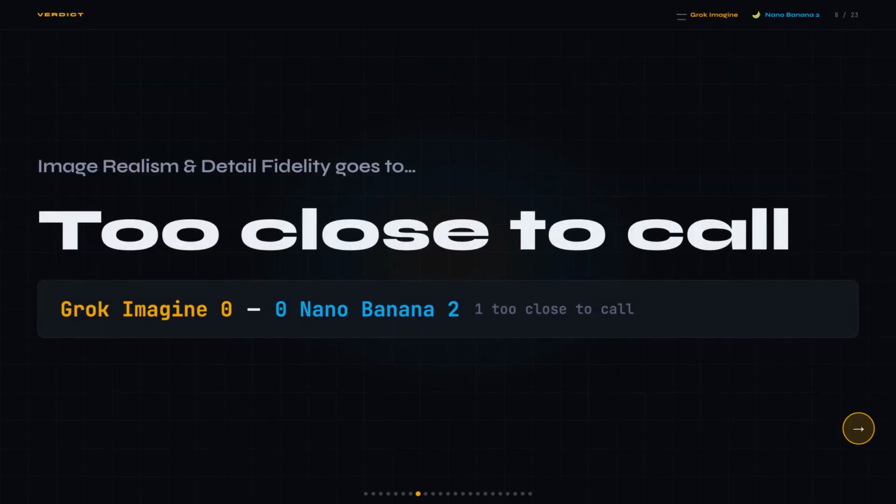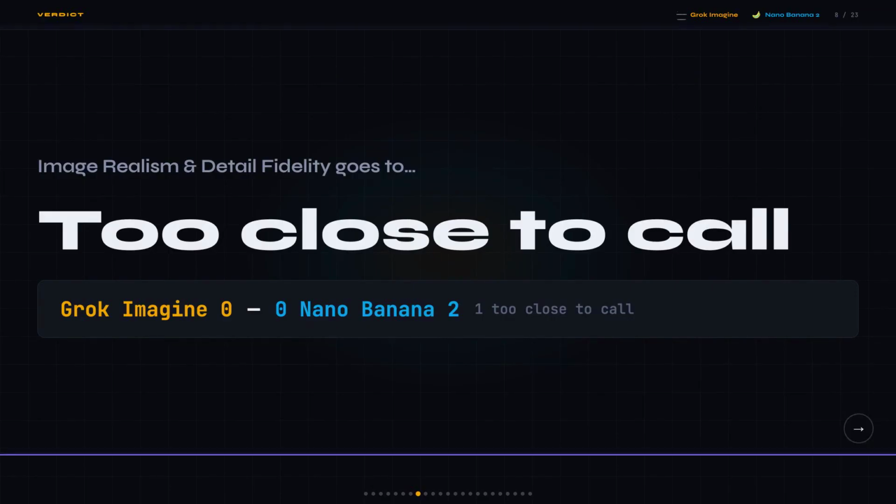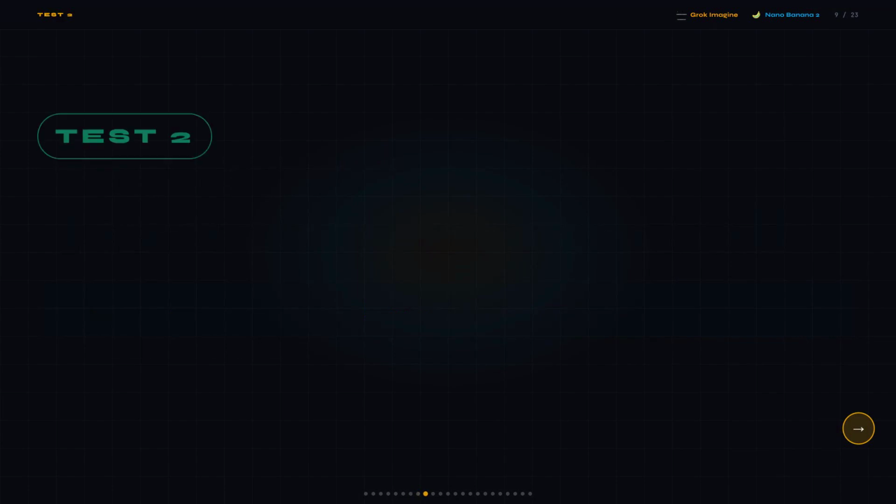So test 1 lands as a tie, and I was expecting at least one of these to have a published benchmark score I could point to, but neither does. Without a same setup quality test, I can't hand this one to either side. So 0 for Grok Imagine, 0 for Nano Banana 2, 1 tied.